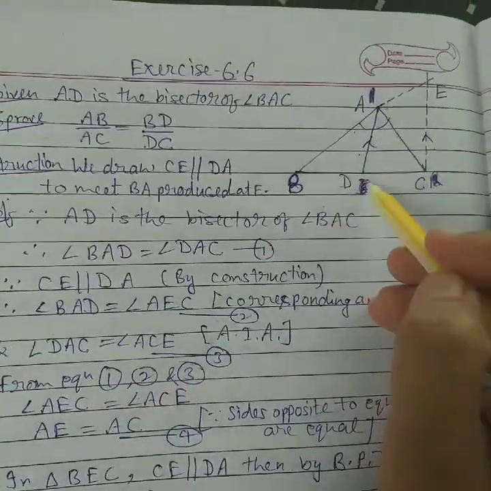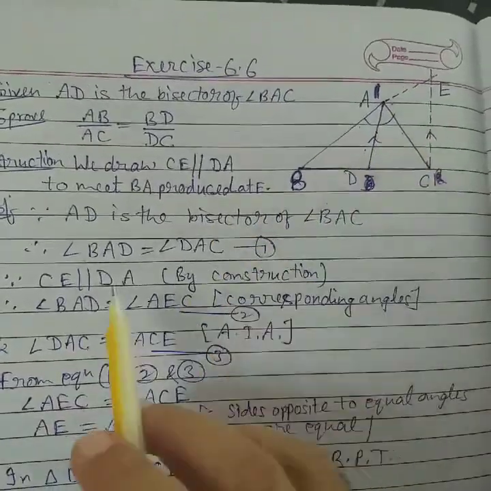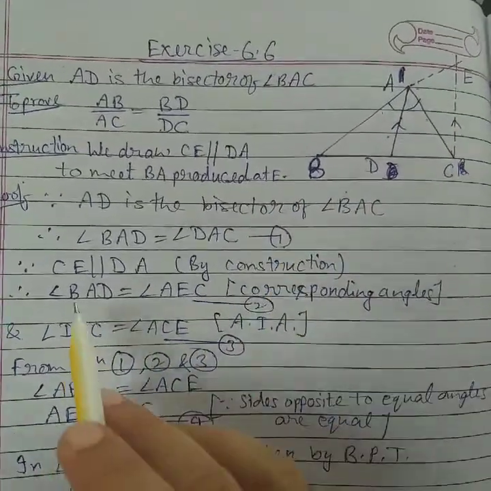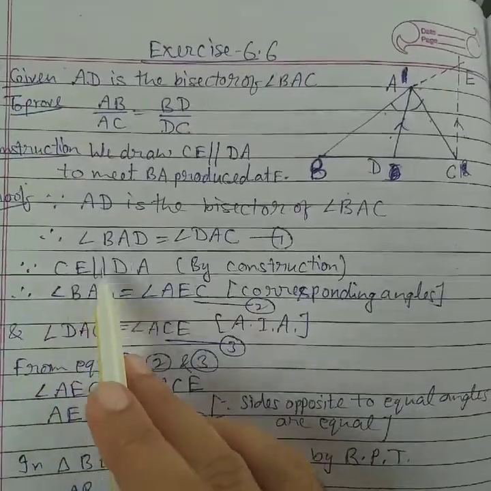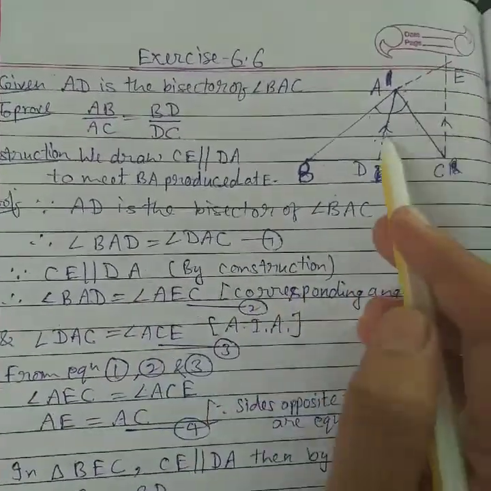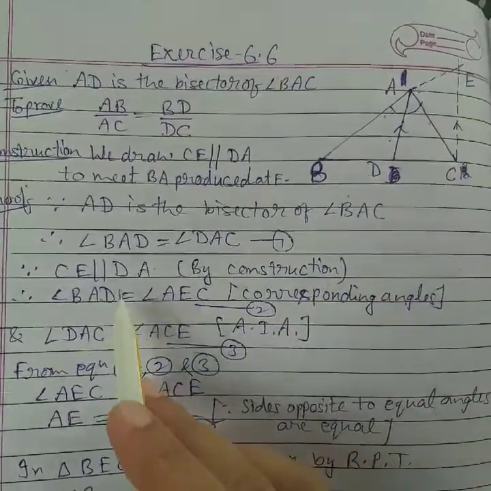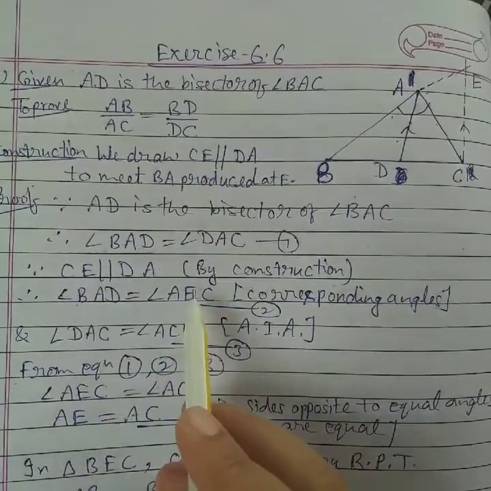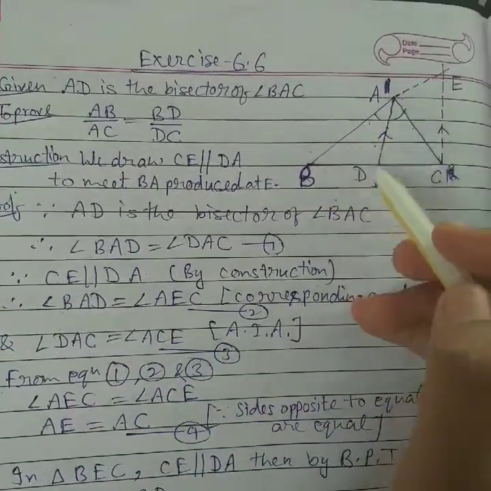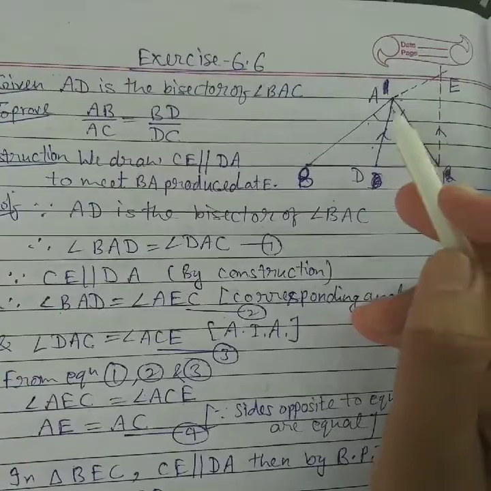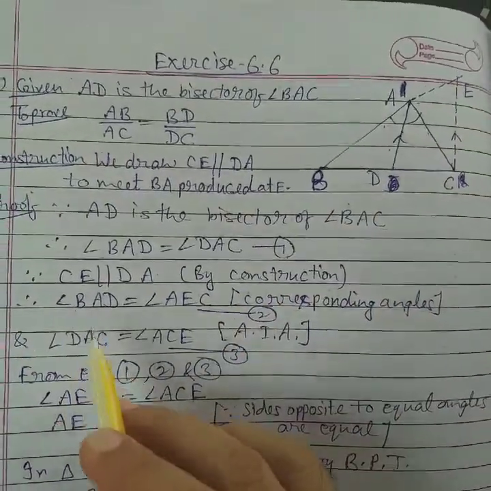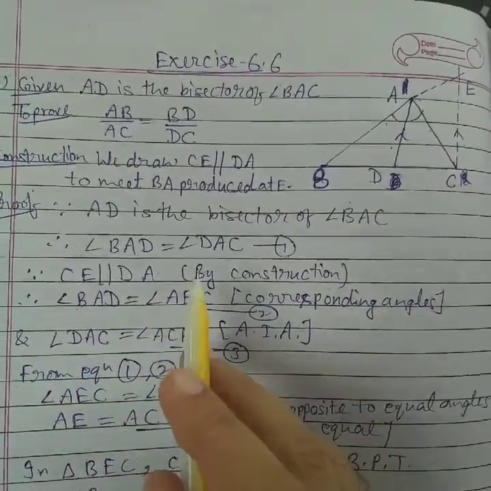Since AD is the bisector of angle BAC, angle BAD equals angle DAC. These two angles are equal. Now we assume it is equation 1. After this, since CE is parallel to DA by construction, angle BAD equals angle AEC. These are corresponding angles. Clear? Next, these are corresponding angles.